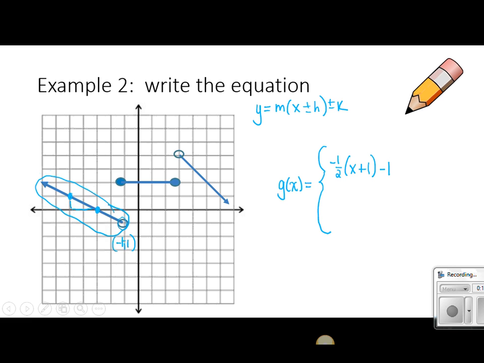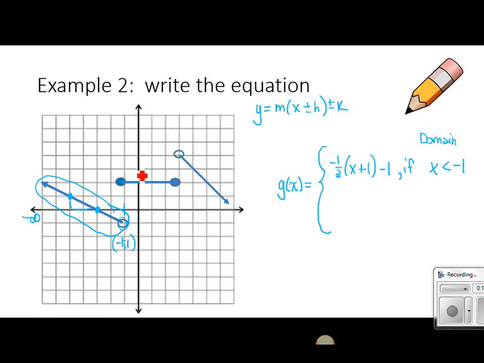Okay? And you can distribute that out and get it in y equals mx plus b form, but I am certainly okay with just leaving it like that. Now we need to know the domain, or the restrictions. The domain would be negative infinity to -1, so the interval notation would be -infinity to -1. It's everything less than -1, so x is less than -1, not inclusive, because that's an open circle.